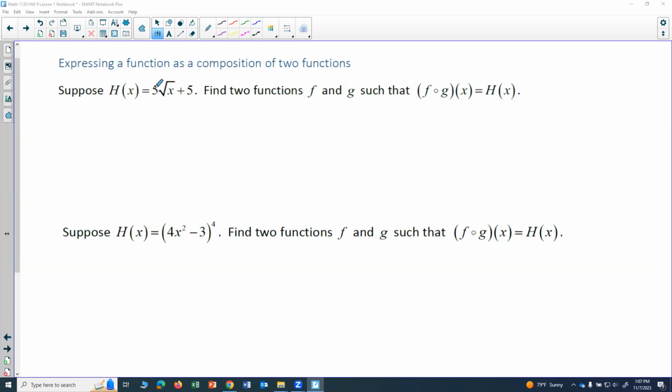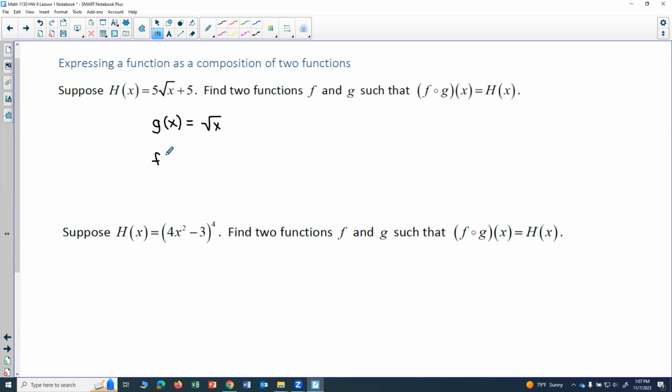So what I want to do is look at h of x. I have 5 square root of x plus 5. And think about what could be an inner function here. So I want to identify my g of x. And my idea here is to let g of x equal the square root of x.